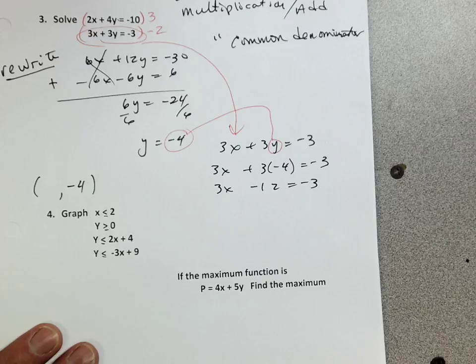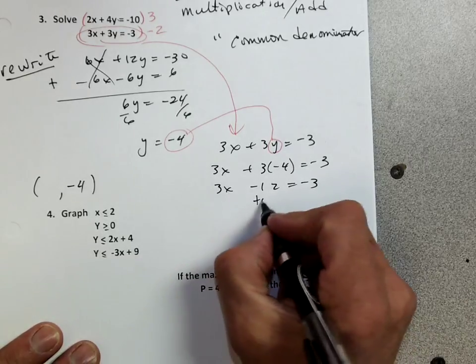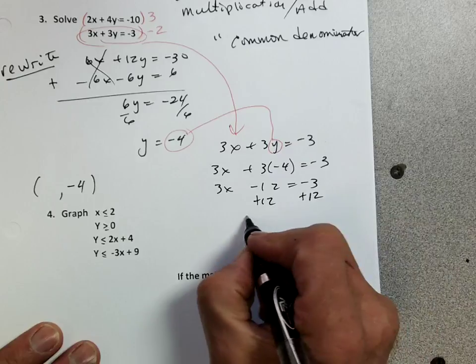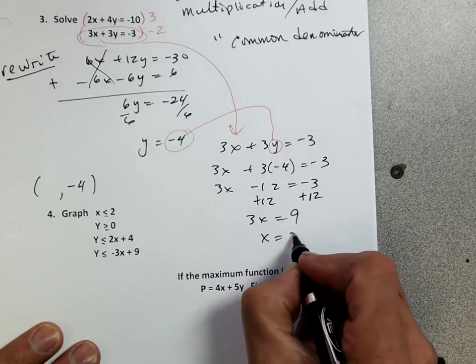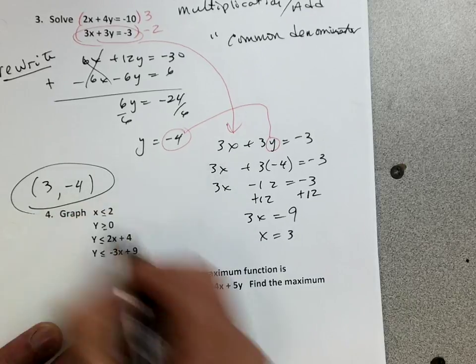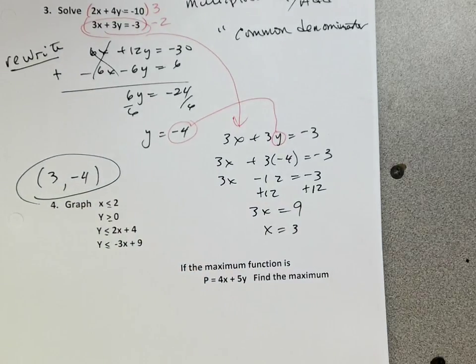How am I doing? Pacing's all right? Am I getting a little too fast? Okay, Megan, tell me when you're ready. I'm good. Are you good? Okay, plus 12, I've got 3x equals 9. Divide by 3 and x is 3. So there's my point of intersection.